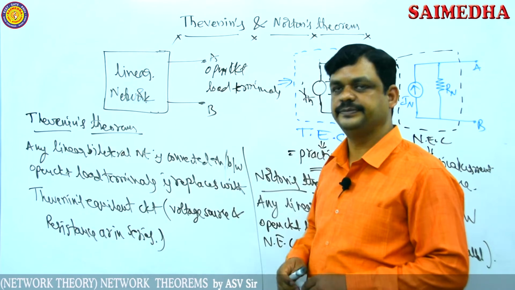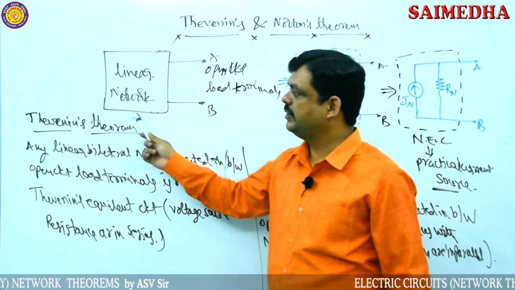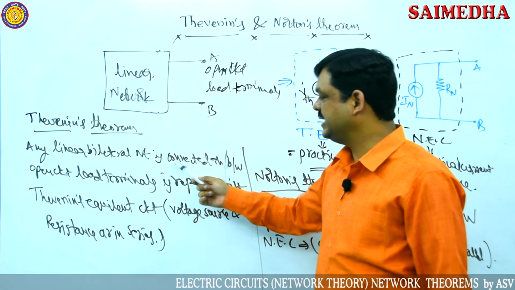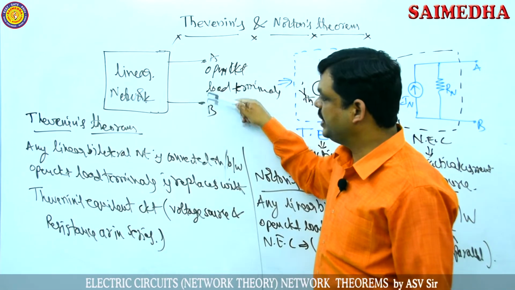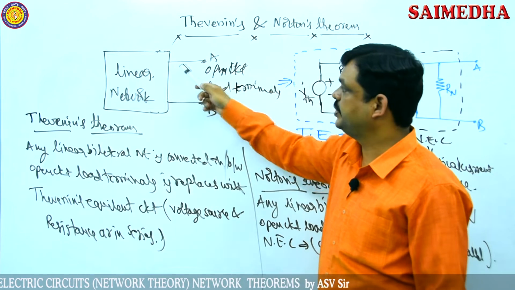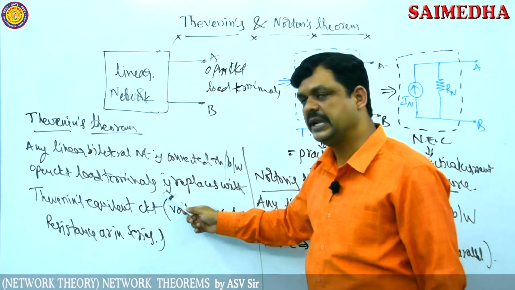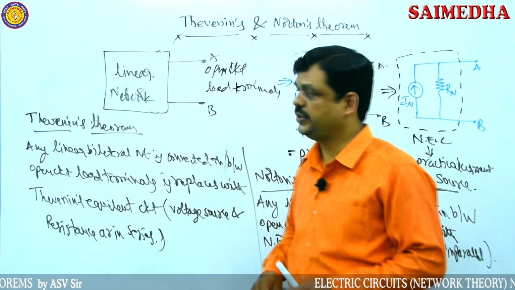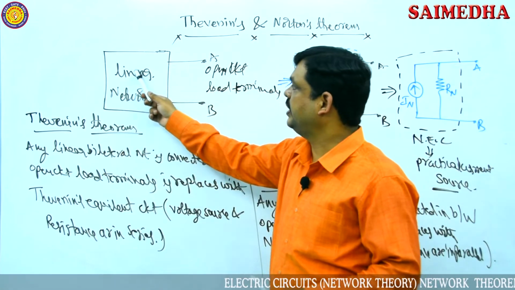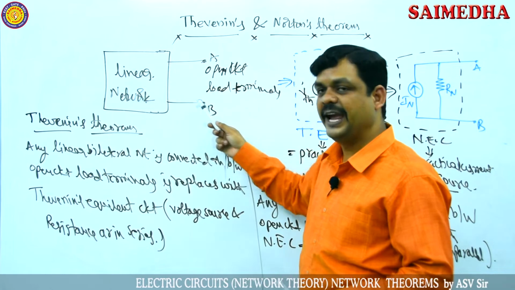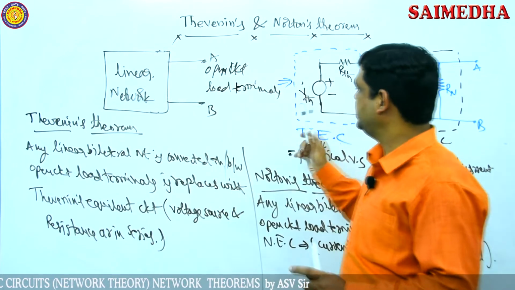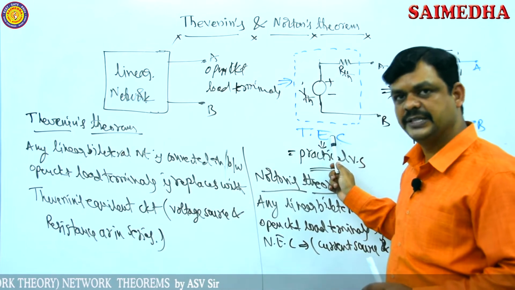Thevenin's theorem: any linear bilateral network, this is one linear bilateral network, connected in between open circuit load terminals, that is A and B terminals, is replaced with Thevenin's equivalent circuit. This is Thevenin's equivalent circuit.